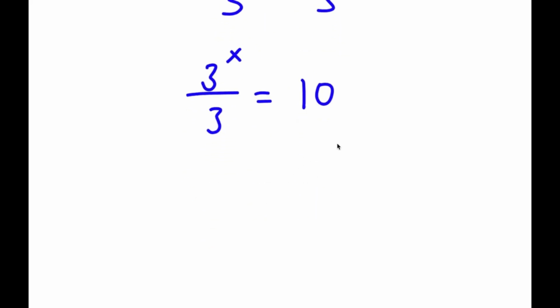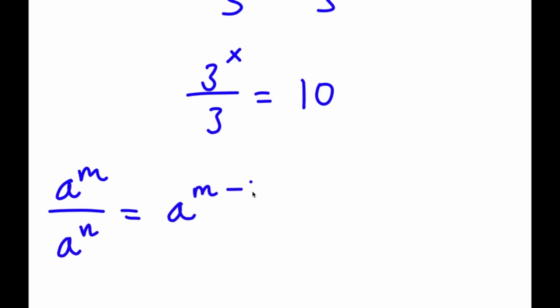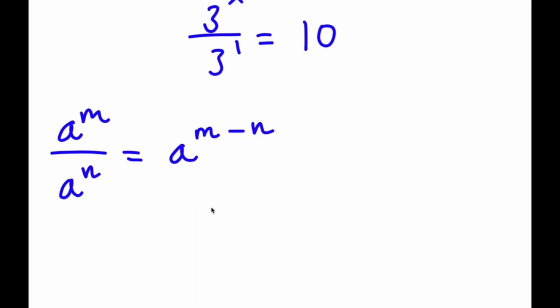Now, if you guys didn't already know, if I have something in the form a to the power of m over a to the power of n, this is equal to a to the power of m minus n. So 3 to the power of x over 3, well, 3 is the same thing as 3 to the power of 1. So I have 3 to the power of x over 3 to the power of 1 is equal to 10, and this simplifies to 3 to the power of x minus 1 is equal to 10.